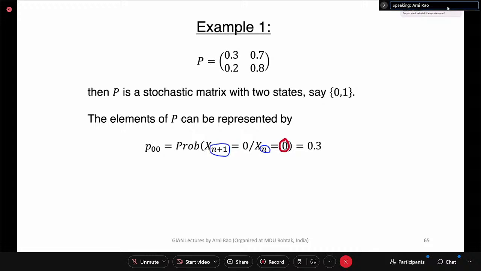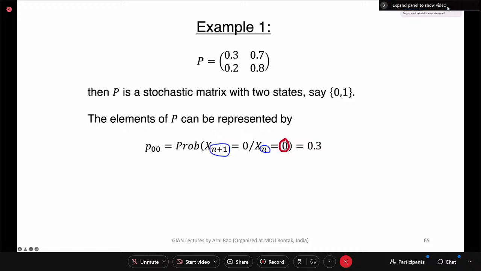P00 stands for the probability of transition changing the value of the random variable at the nth time step. So we discuss in general nth time step to n plus 1; that is the same as first to second, or 0 to 1, anything. That means one step, Xn, the nth step, Xn plus 1, the n plus 1th step.